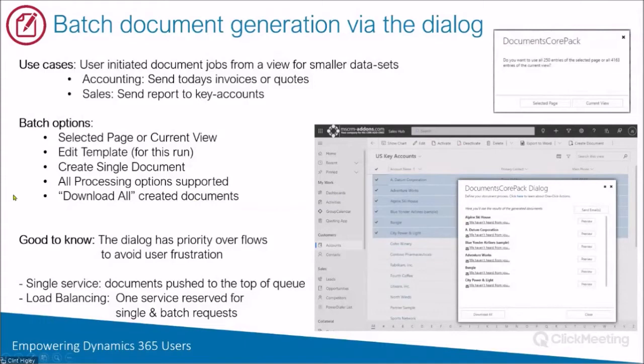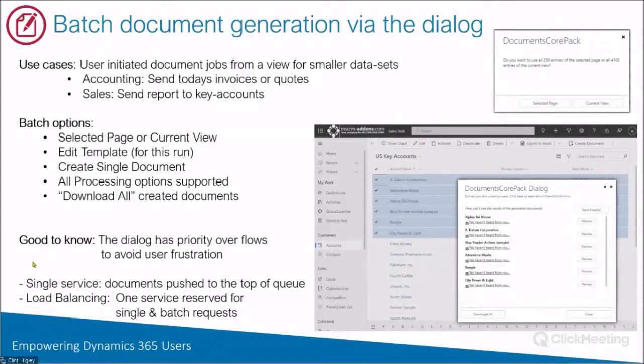One of the things that's really good to know here, and it's very important, is that the dialog does have priority over flows to avoid user frustration. Basically what that means is, if you have a single service, which a lot of y'all do if you're already using DocumentsCorePack, these documents get pushed to the top of the queue. So if I'm running one of these big batches, and a user's using the dialog, their document jobs are going to take priority over what I have already run in the queue.